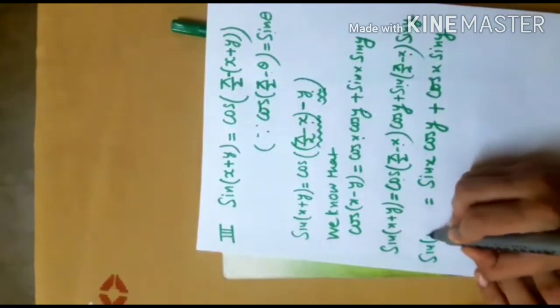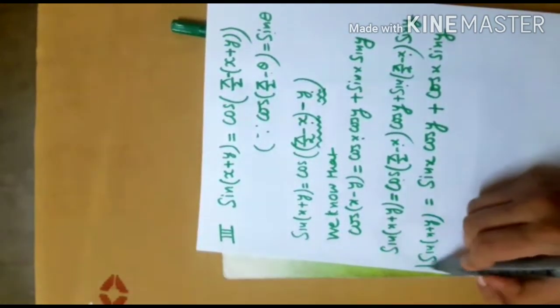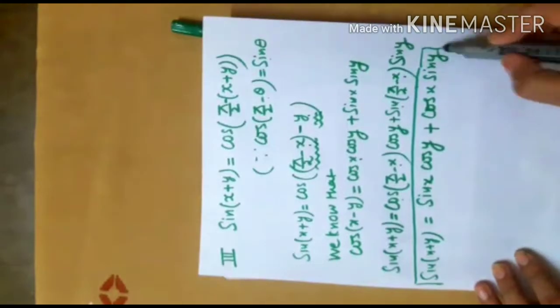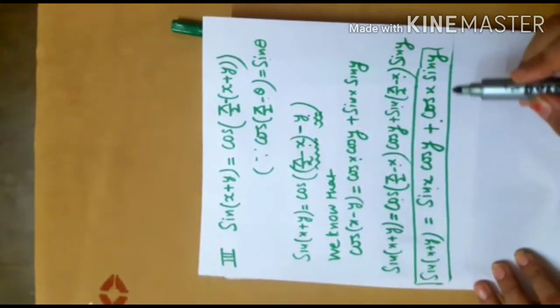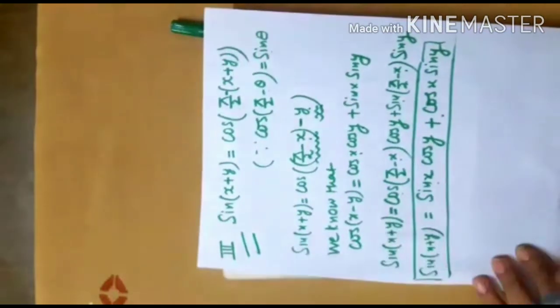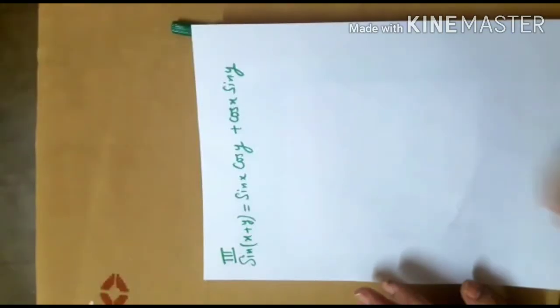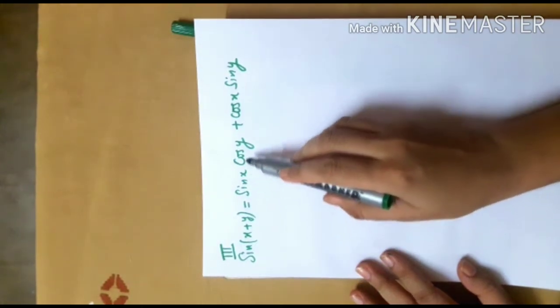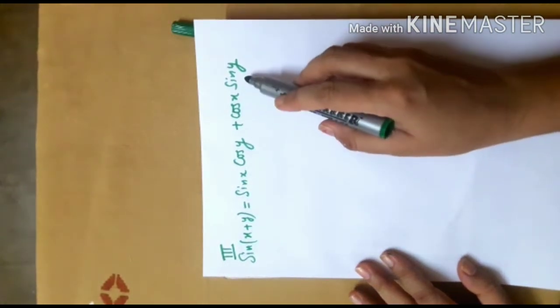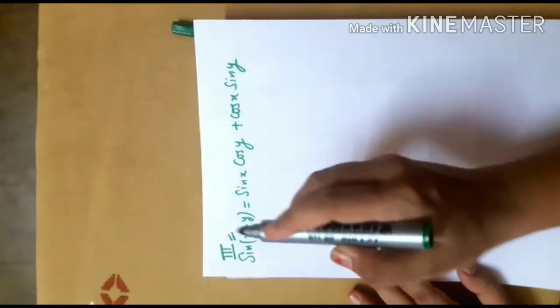So, remember this, sin(x plus y) is equal to sin x cos y plus cos x sin y. This is our third identity. So we have shown sin(x plus y) is equal to sin x cos y plus cos x sin y. This was our third identity.